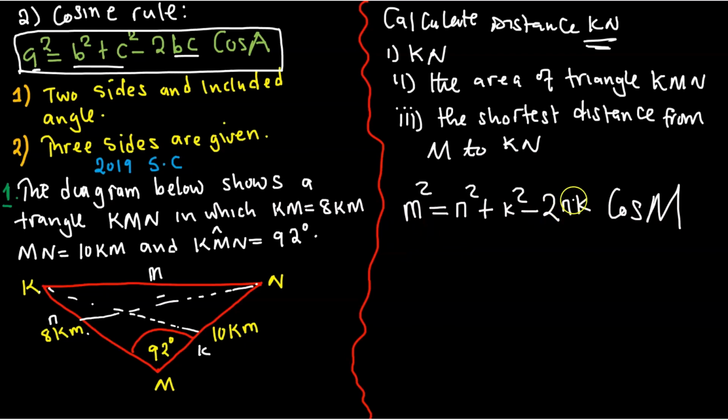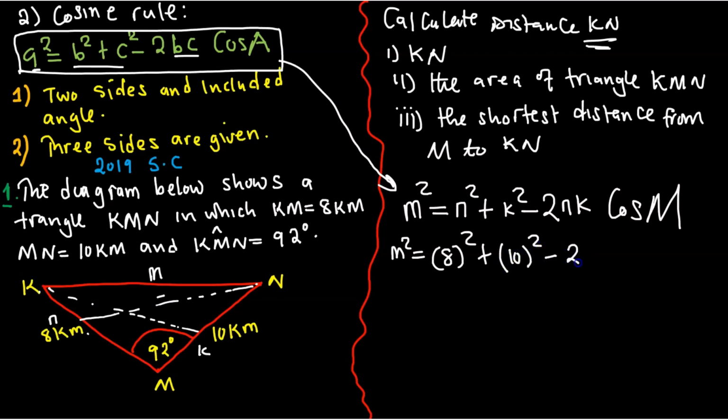Now, since we have the formula to use from the general one, looking at what we are given, we can replace. So m squared is equal to, what is our n? Our n, remember, is 8. So 8 squared plus, what is our k? Our k is 10, so 10 squared minus 2 times, what is our n? 8, multiplied by 10. Then cos, what is our angle? 92 degrees.